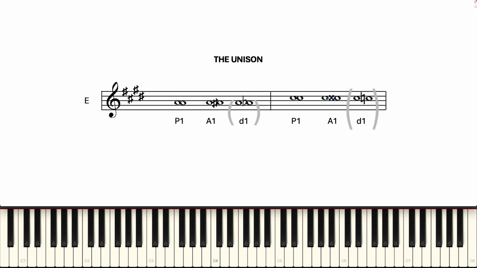Now on the right side, we have C sharp as a perfect unison. Notice we don't write the sharp next to it because it's already in the key signature.